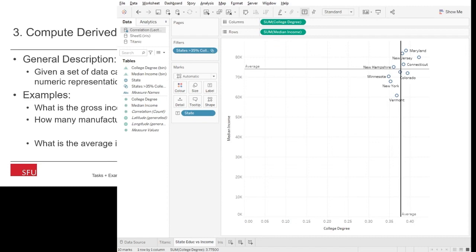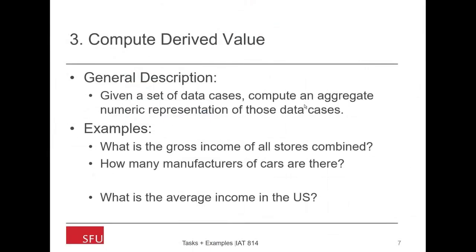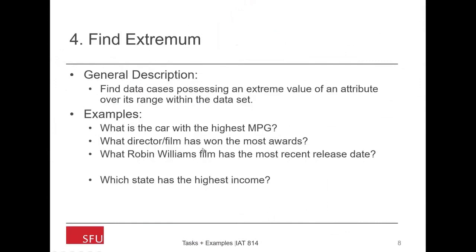Okay, so let's get back to the slides and go on to the next thing. And the next thing is finding extrema. The general description is to find data cases possessing an extreme value of an attribute over its range within the data set. Sometimes we can just eyeball this, but if we have a complex data set, it might be the case that extreme values are located, kind of geometrically, anywhere within the data set, as it were.